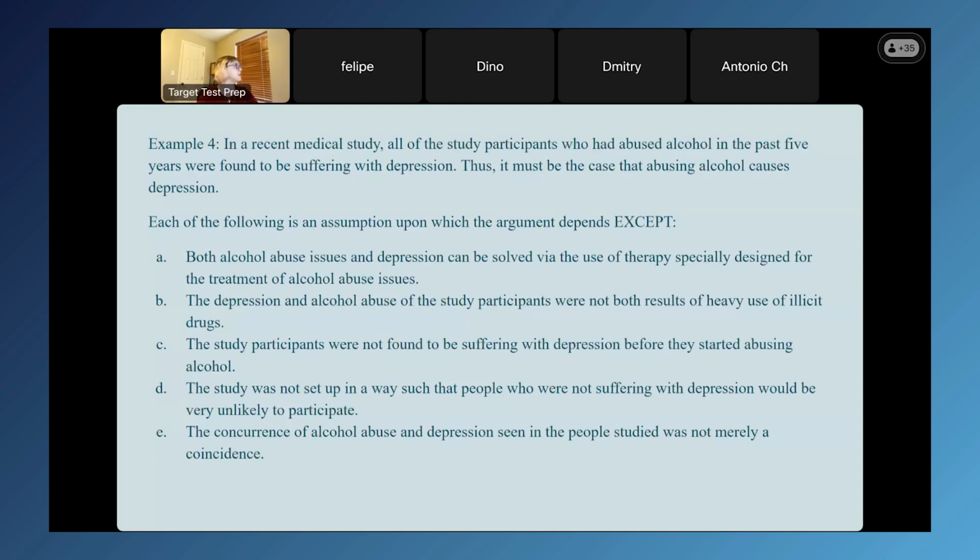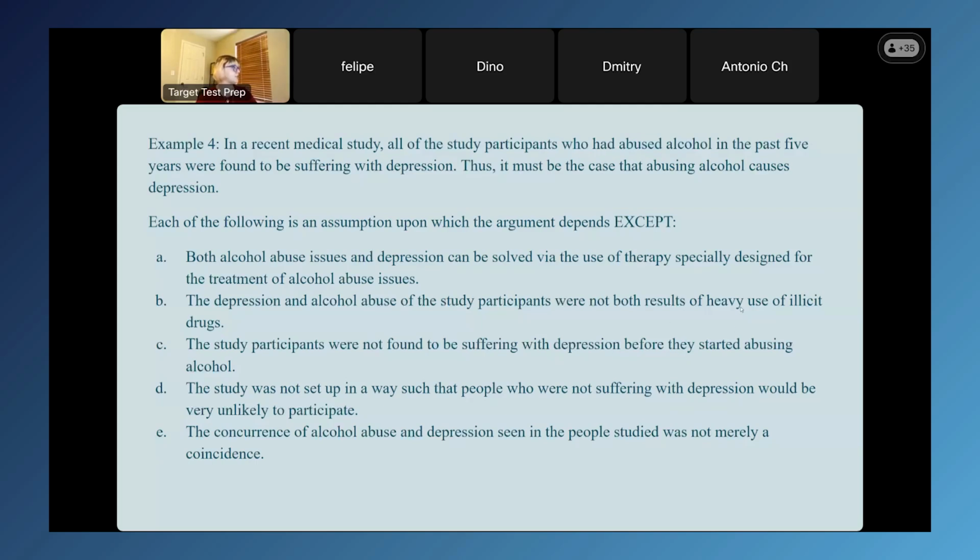A: both alcohol abuse issues and depression can be solved via the use of therapy specially designed for the treatment of alcohol abuse issues. This is another timeline mismatch. We aren't talking about solving this problem. We are just saying abusing alcohol causes depression. The solution, that is a future issue. We're just talking about the cause right now. So A does not seem like a necessary assumption.